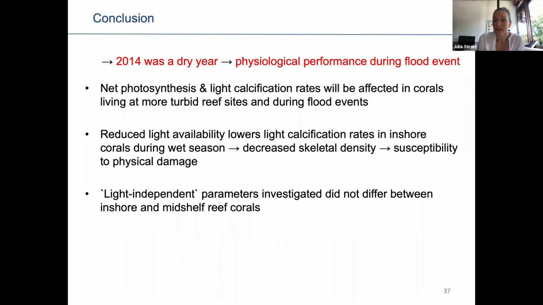What we have to keep in mind is that when we studied the corals in 2014, we had relatively mild conditions. So it was a dry year. We didn't have a strong flood event. And also the year before, in 2013, was relatively mild. So it would be interesting to really measure the physiological performance of corals during flood events, or in years where you had several strong wet seasons in a row.